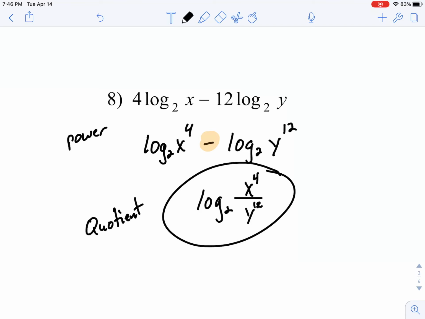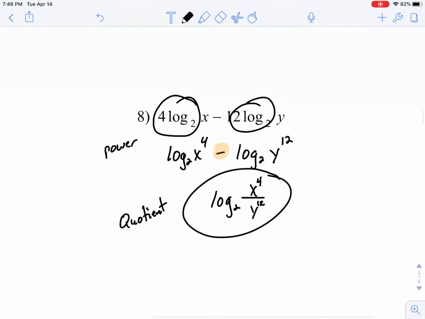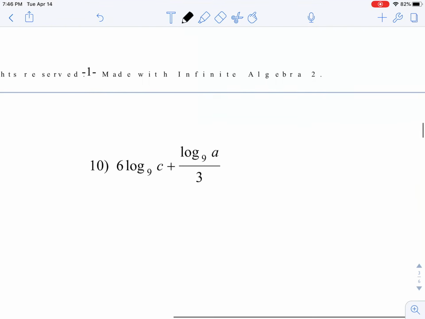So this is called condensing because we start out with more than one logarithm, and when we're done, there's just one logarithm. Every one of these problems, when you're done, there should be only one logarithm. And again, that's condensing. Okay, number 10.